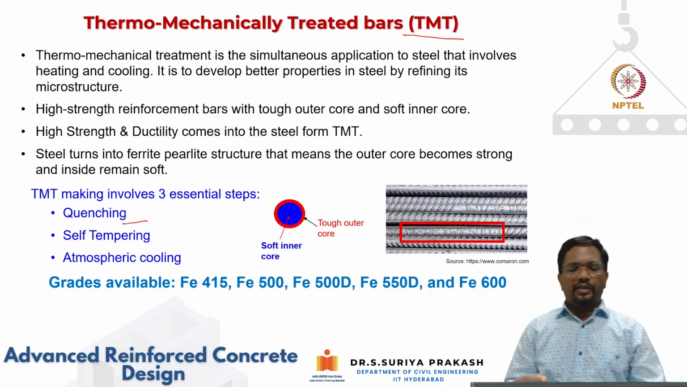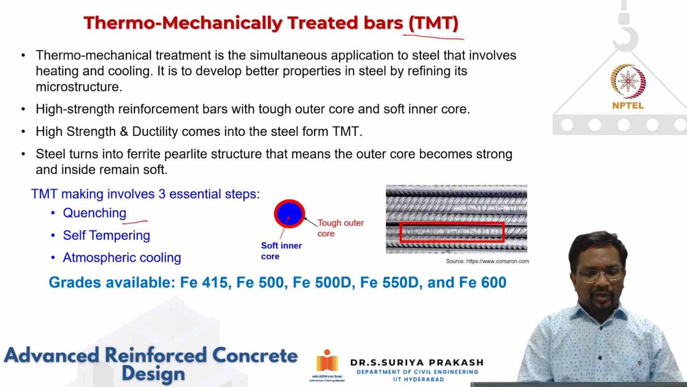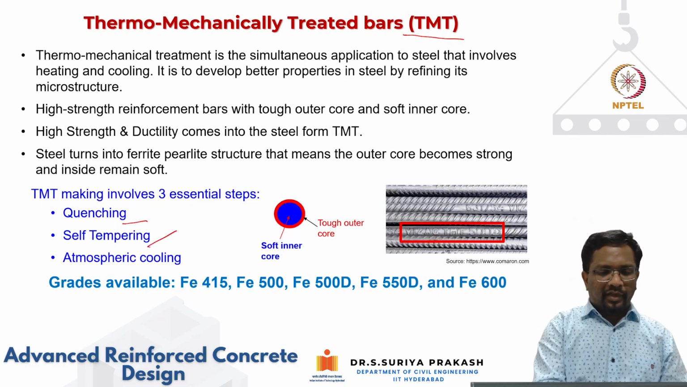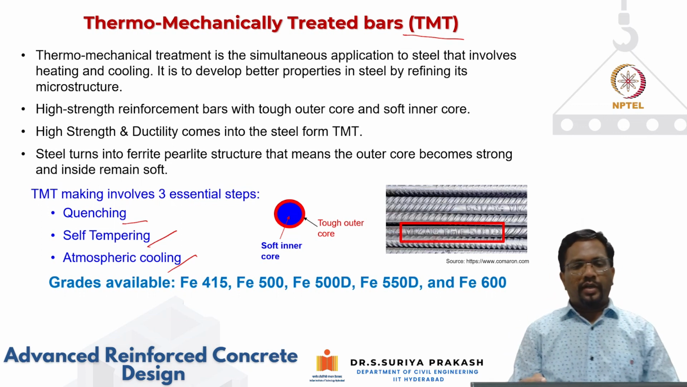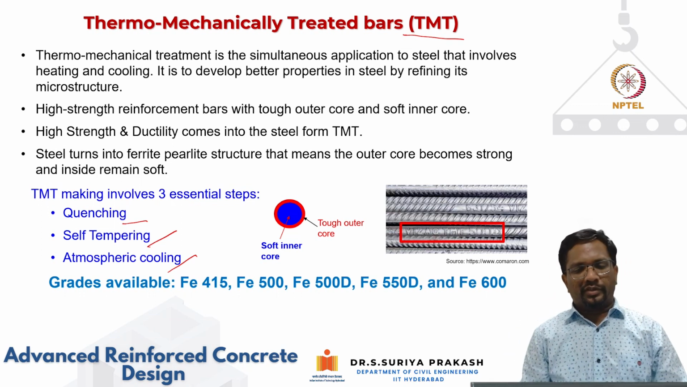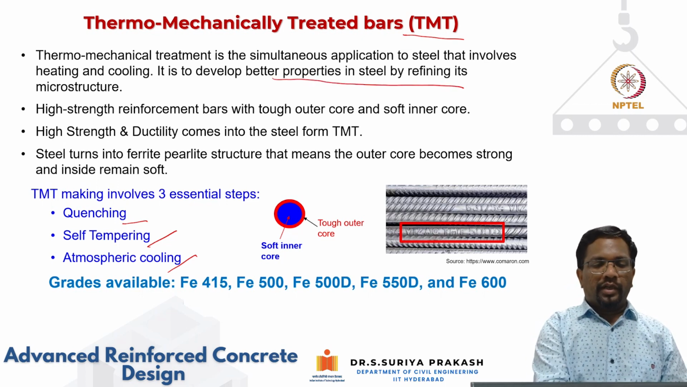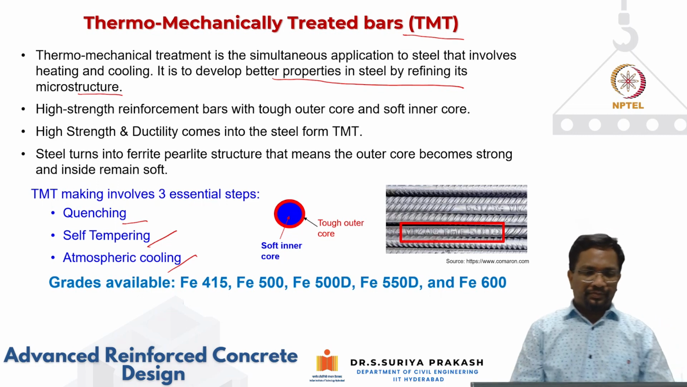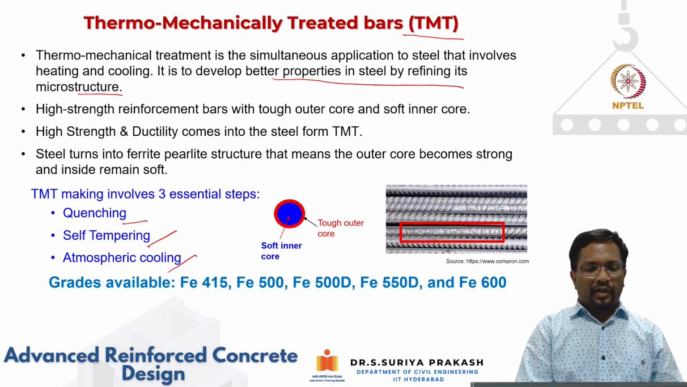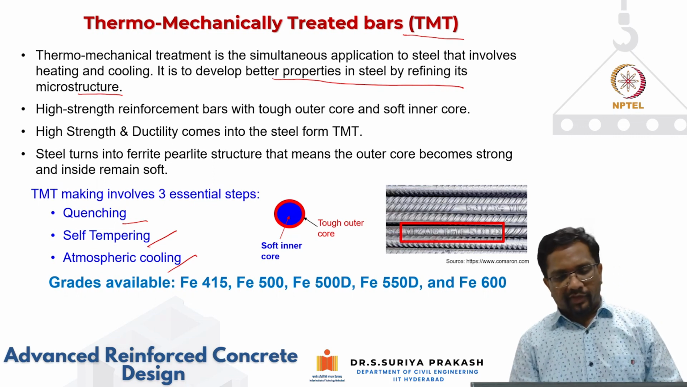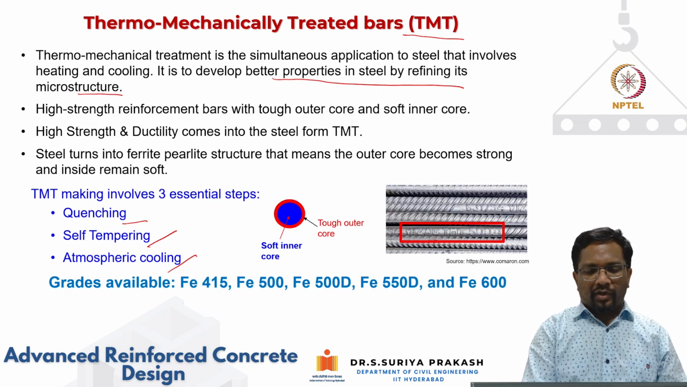There are three essential steps involved in the manufacturing of steel TMT rebars: quenching, self-tempering, and then atmospheric cooling. These three processes help to develop better properties in the steel by refining its microstructure. Okay, so when you do this heating and quench it, and then you do the self-tempering, what you actually create is a tougher outer core.